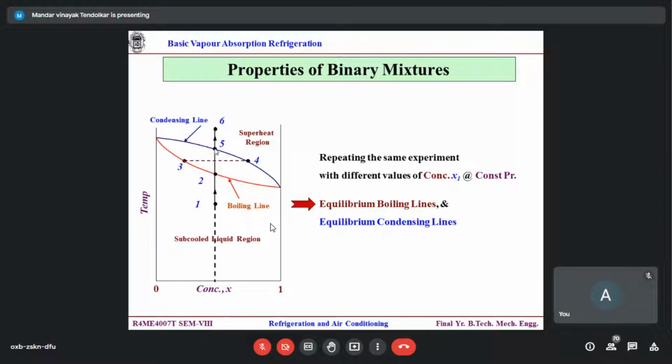Lever rule for mass. How much total vapor is there? Mass of vapor, mass of liquid. For that, the lever rule. Let's say we call the intermediate point x. So 3x divided by 3,4, that is vapor, and 4x divided by 3,4, that is liquid. Eventually X4 will reduce, meaning liquid reduces, and X3 goes on increasing.